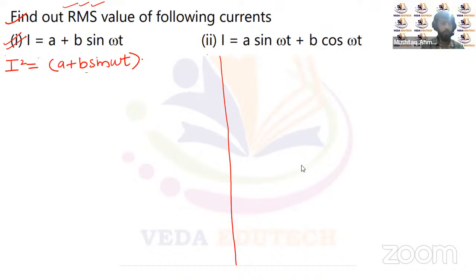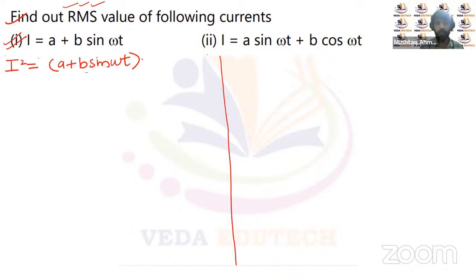So the discussion was about the calculation of the RMS value of the following currents. You can see on the screen we have two questions. In the first, the current is given as a function of time, a plus b sine omega t. The second is given as a sine omega t plus b cos omega t. We have to calculate the RMS value.